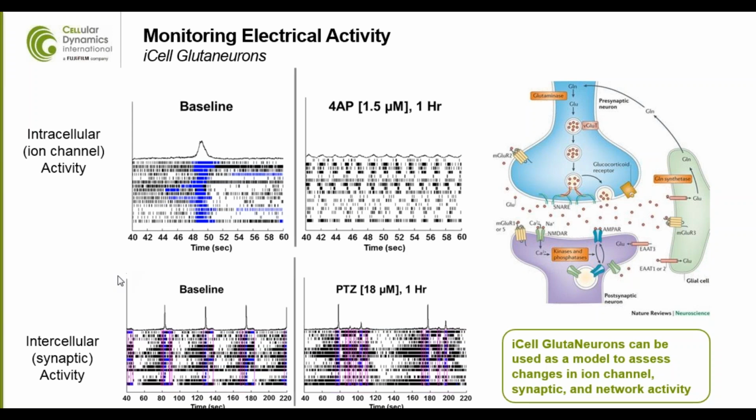Secondly, then, is looking at that cell-to-cell communication, where again, we've got that baseline activity on a different scale than above, but you can see the periods of synchronicity, and then that can be interrupted or modulated in a variety of ways by chemical addition. Here the example is PTZ, and we see a really slowing down of that synchronous activity. So you're really, again, able to do a holistic interrogation to look at both intracellular and cell-to-cell communication.